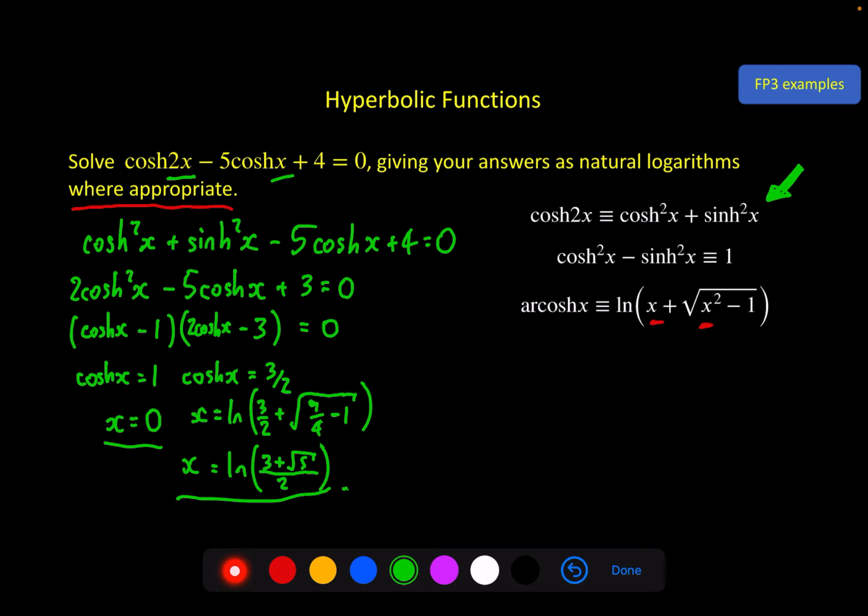So I hope that shows on the second and third example the similarities between trigonometric equation solving and hyperbolic equation solving, but on the first example a slight difference where sometimes the definitions will make it much easier to solve. Or you might be required in a question to use the definitions if that's what they want to test.